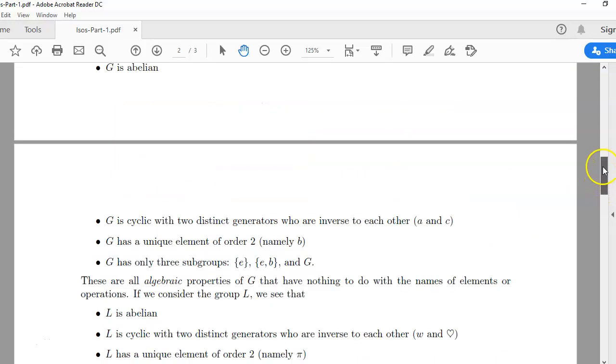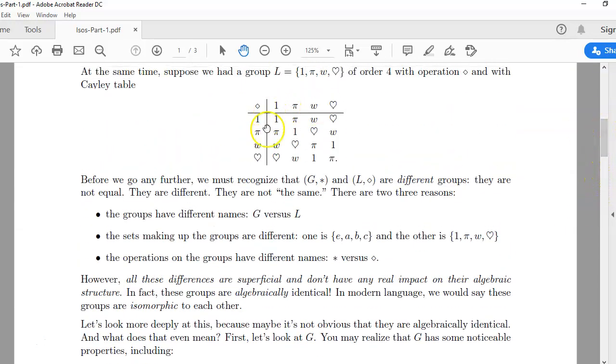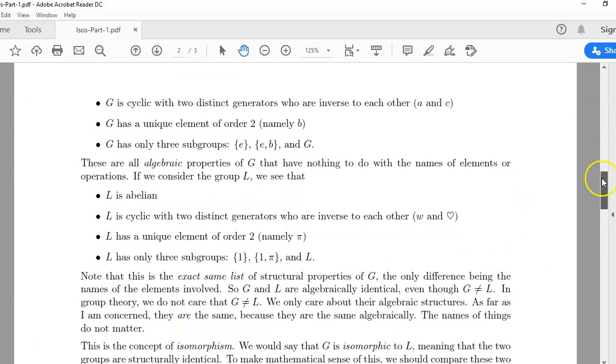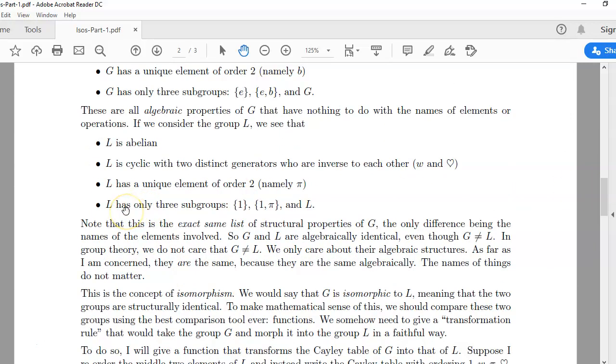If you look at the table for L, pi squared is the identity. Nobody else is the identity except for the identity, which is order 1, not 2. Right? So L has a unique element of order 2, and L has only 3 subgroups. The trivial subgroup should sound familiar. The subgroup containing 1 and the element of order 2 should sound familiar, and the improper subgroup.